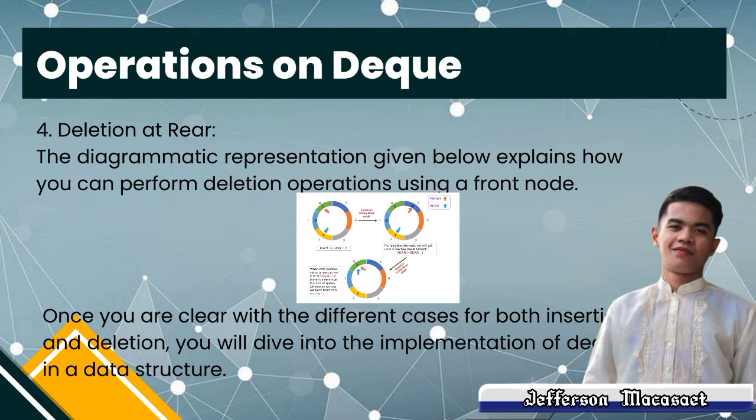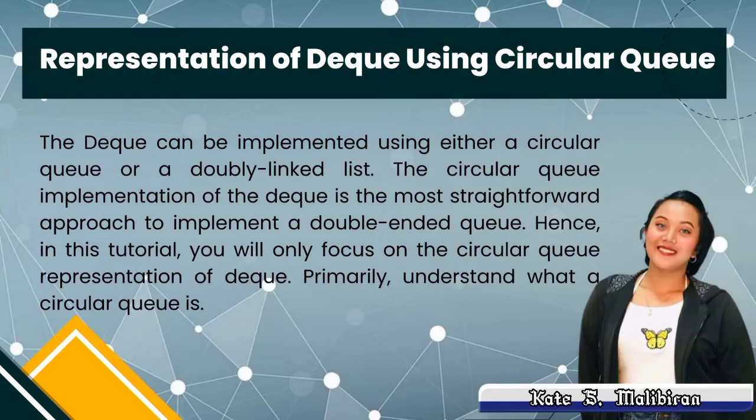Once you are clear with the different cases for both insertion and deletion, you will dive into the implementation of Deque in a data structure. Representation of Deque using circular queue. The Deque can be implemented using either a circular queue or a doubly linked list. The circular queue implementation of the Deque is the most straightforward approach to implement a double-ended queue. Hence, in this tutorial, you will only focus on the circular queue representation of Deque.